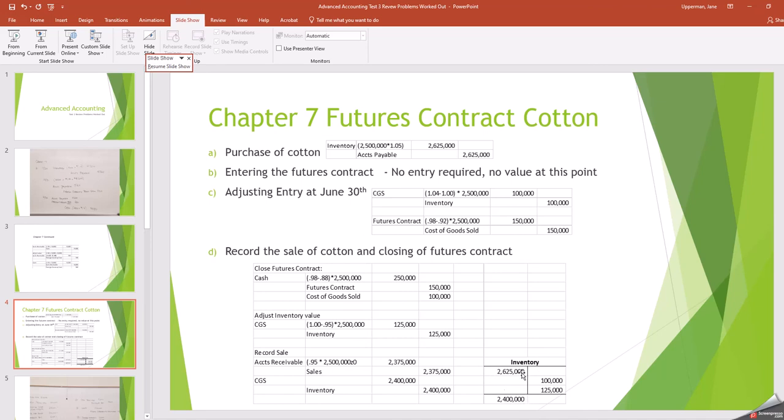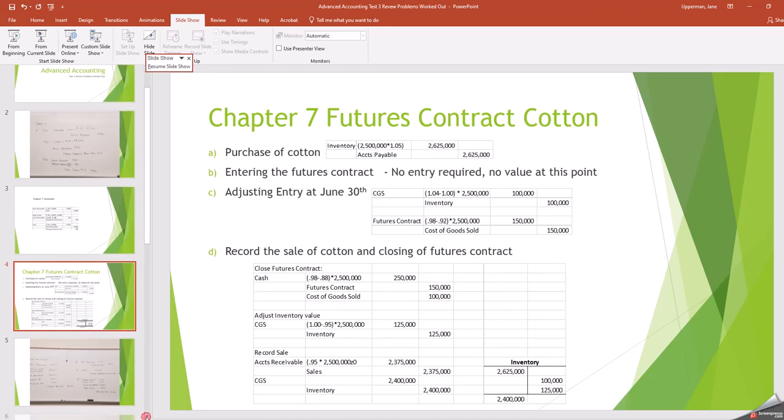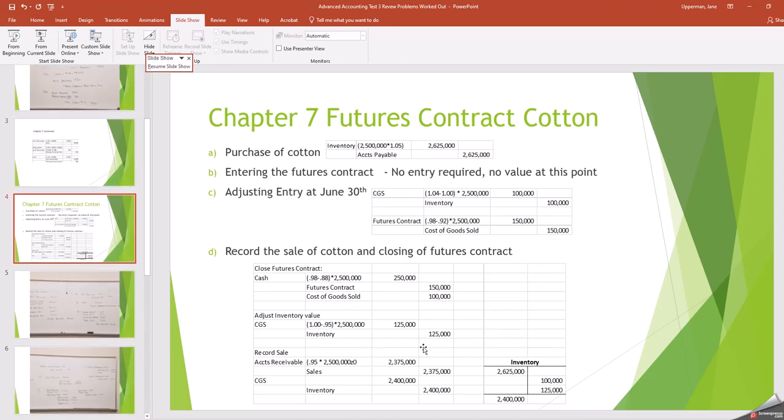It started at $2,625,000, but based on the entries that we made, we have reduced it down to $2,400,000. So that's what we charge off to cost of goods sold, and that's what we take out of our inventory. Sometimes these work out to the company's benefit, and sometimes they don't. Sometimes they lose money, but at least they know they can count on the price that they entered into that futures contract for. It helps them from a planning standpoint.